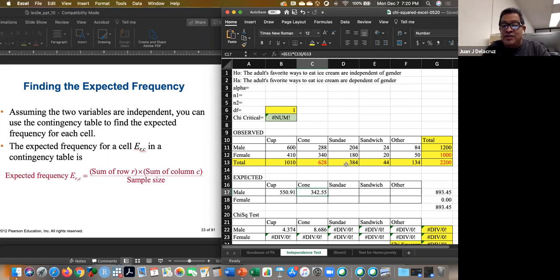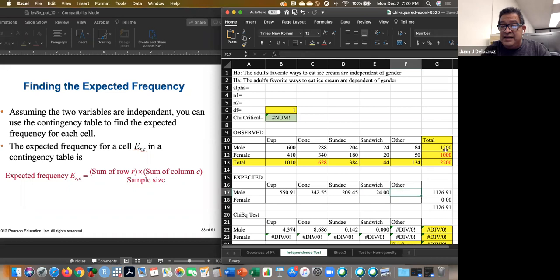So to do the third, I'm going to do exactly the same. The sum of the rows times the sum of the column, in this case is the third column, divided by the sample size. So once again, the sum of the row, the sum times the sum of the column divided by the sample size, right?